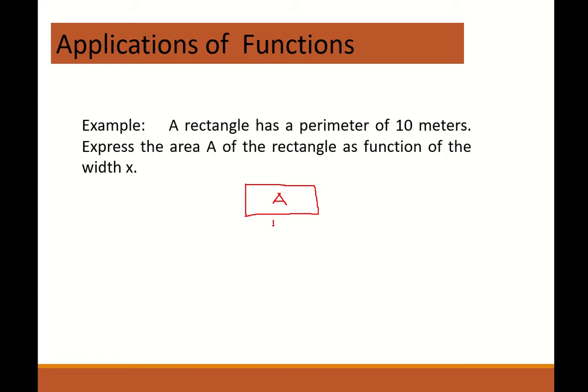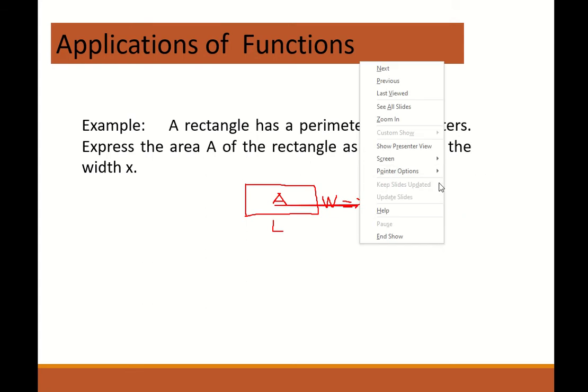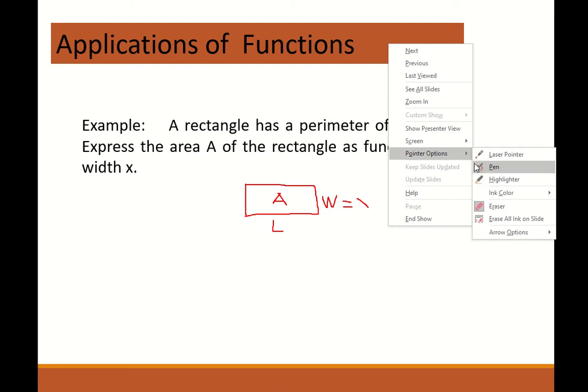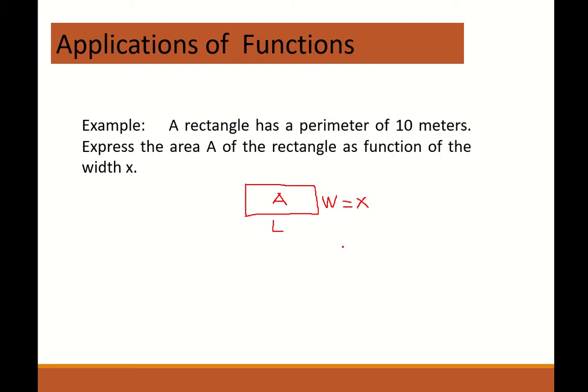So if this is our length and this is the width of the rectangle, we can let this be equal to x. Okay, so let w, the width, be our x according to the problem. Alright, we have to recall some basic properties of a rectangle. So we have perimeter. What is perimeter, class? In this example, the given value for the perimeter is 10 meters.